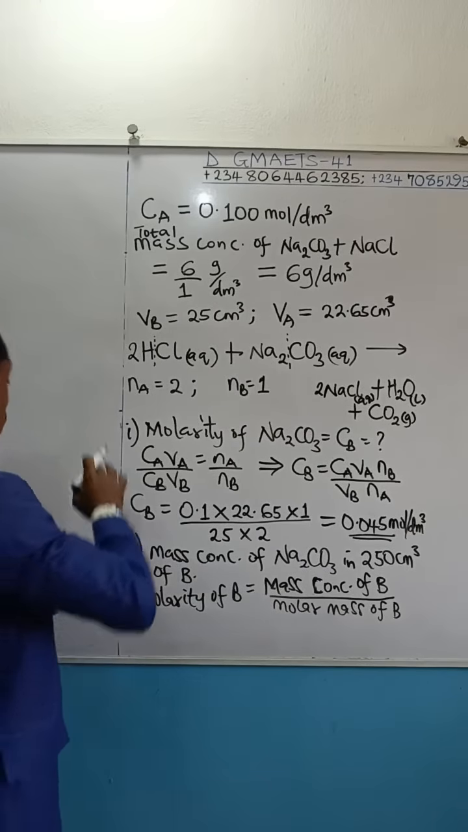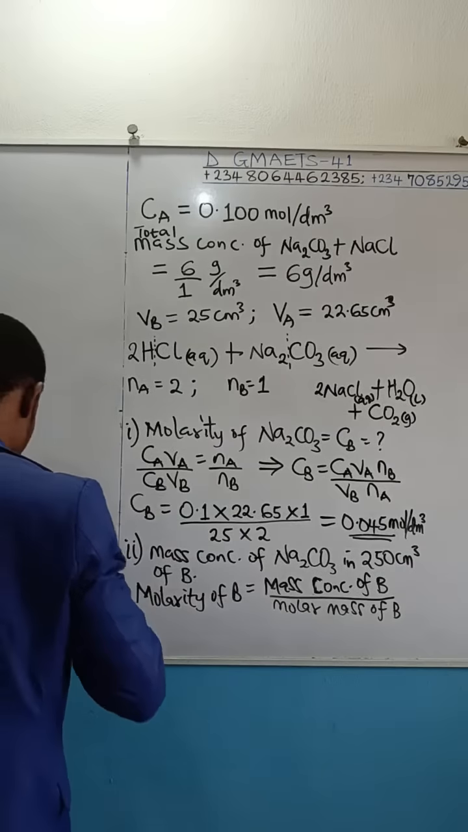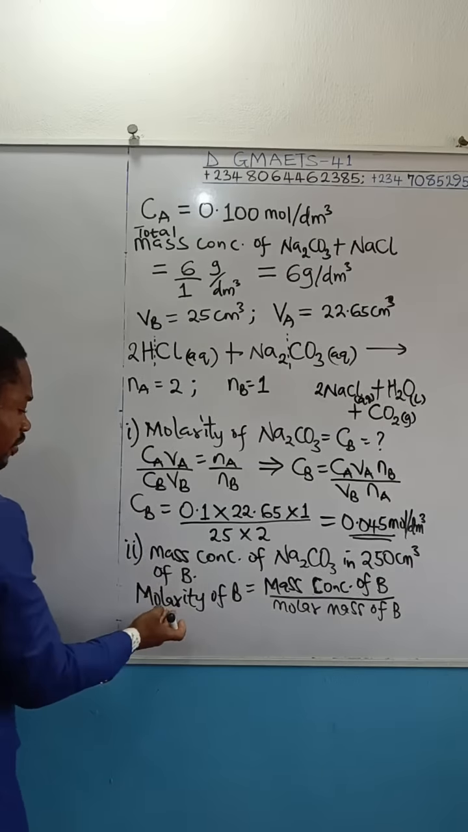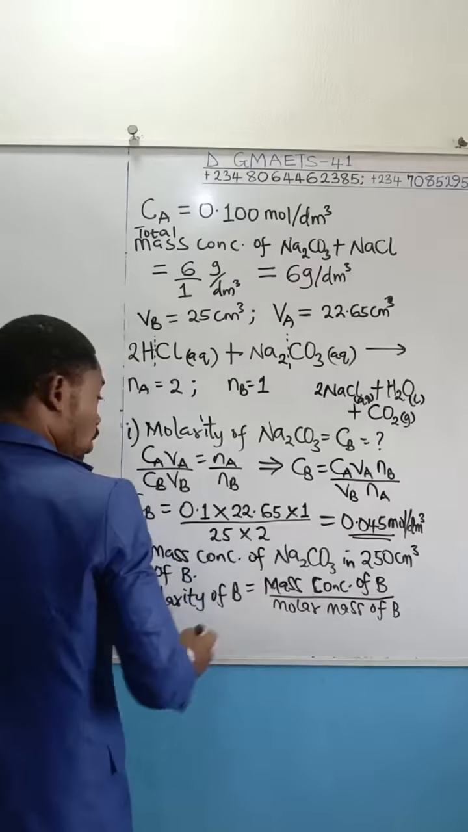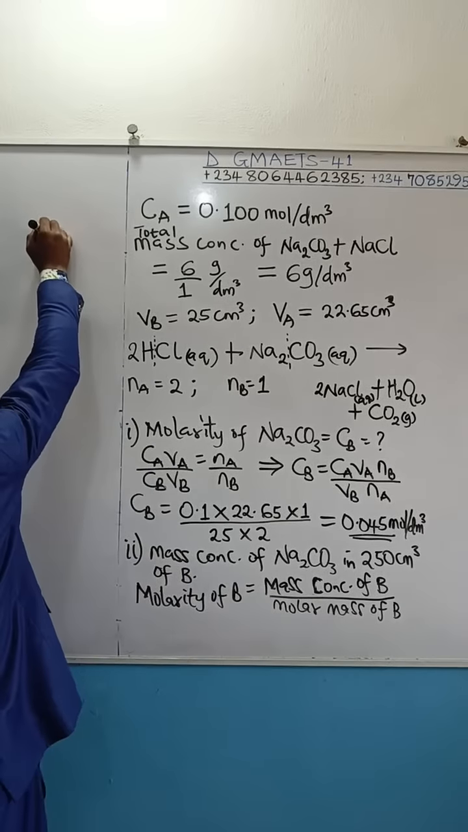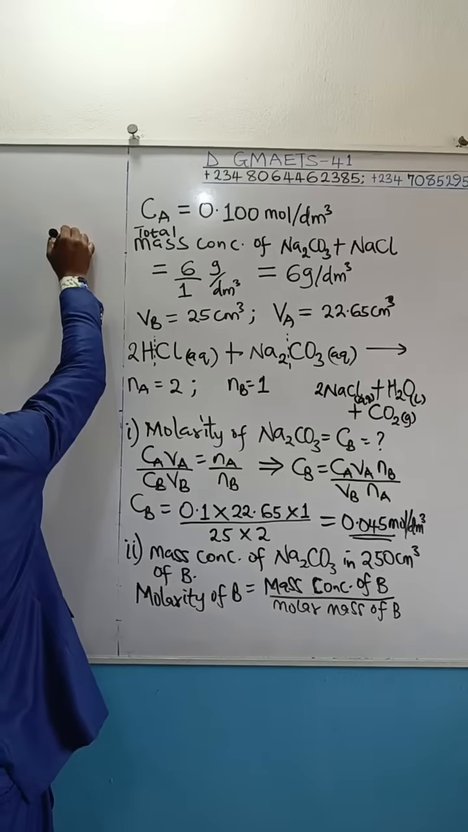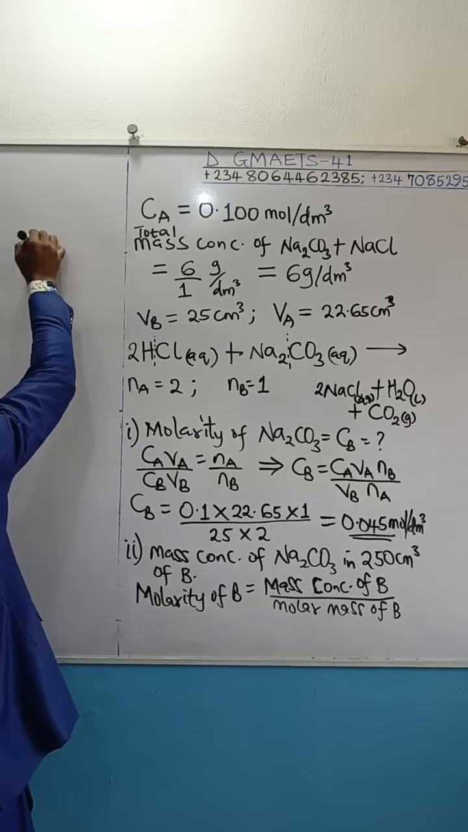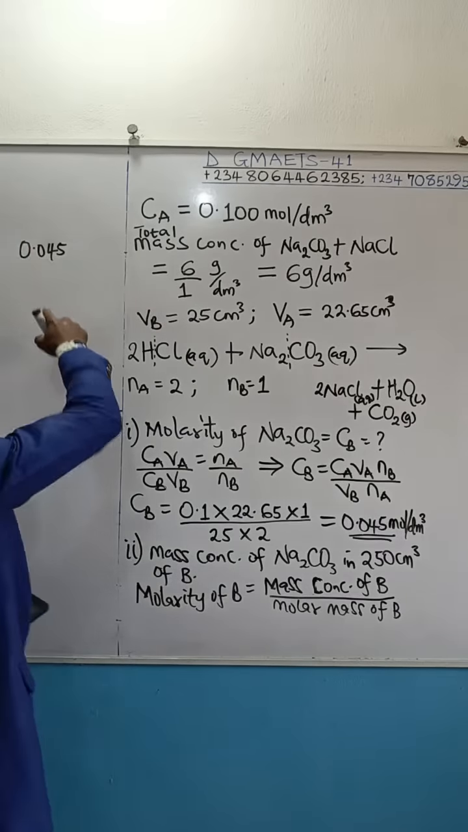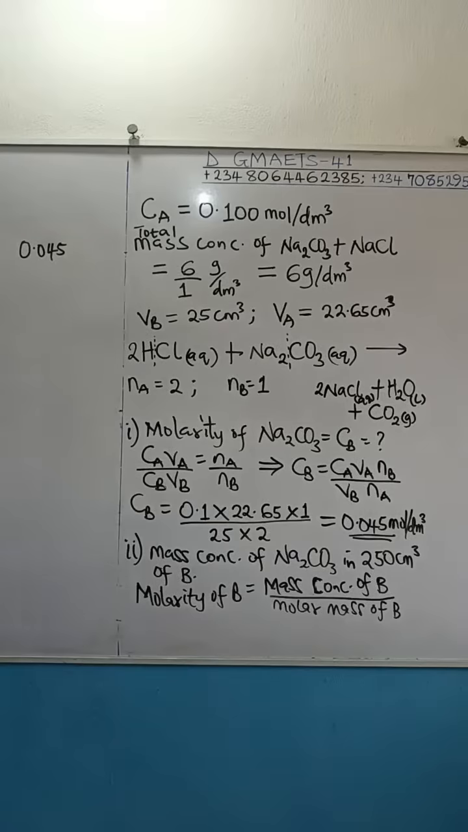let's see the space we can use here. I'm going to squeeze this thing here. All right, so moving on, molarity of B we have is 0.045. So I'm going to write 0.045. Let me make sure that this part is showing on the screen. Good.